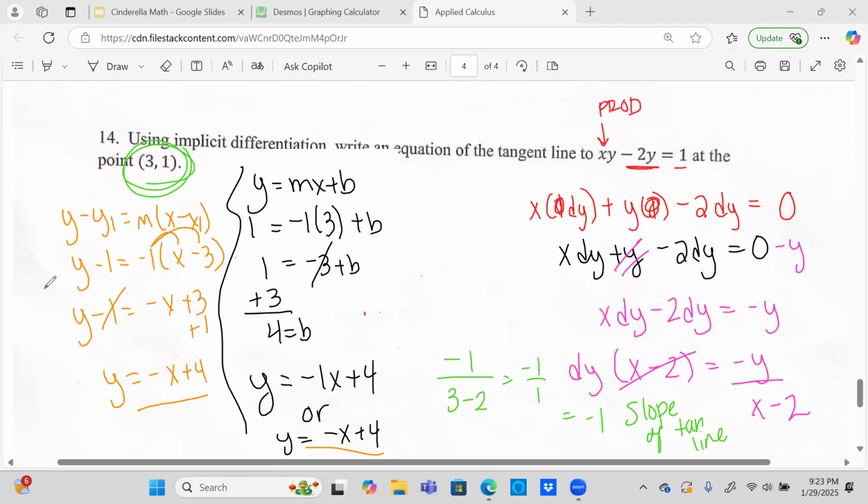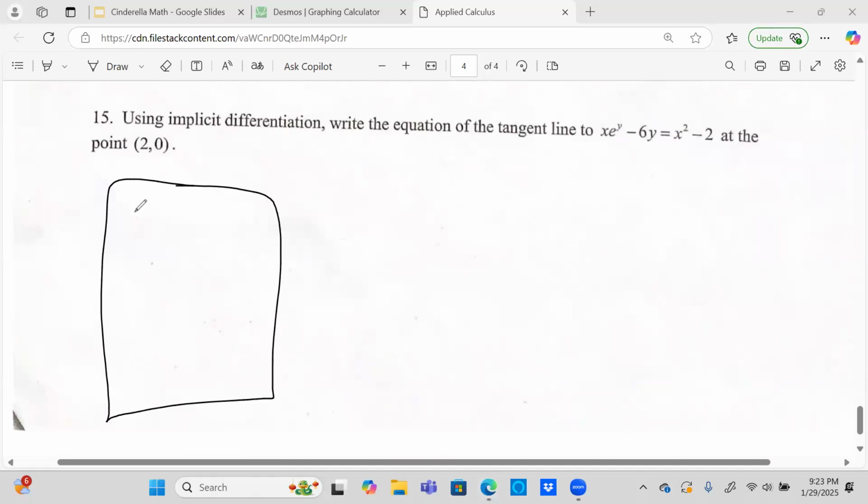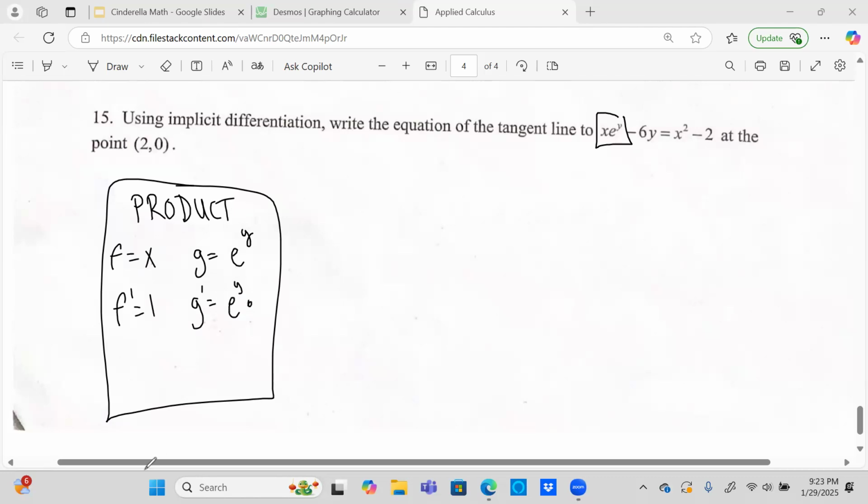And then I have one more problem for you, and then we're going to call it a day. We will still need product rule, so I'm going to come off to the side. Product. Right here is where we're going to need it. So our f is x, derivative of that is 1. Our g is e to the y, derivative of e to whatever is e to whatever times the derivative of the exponent. So the derivative of y is dy.